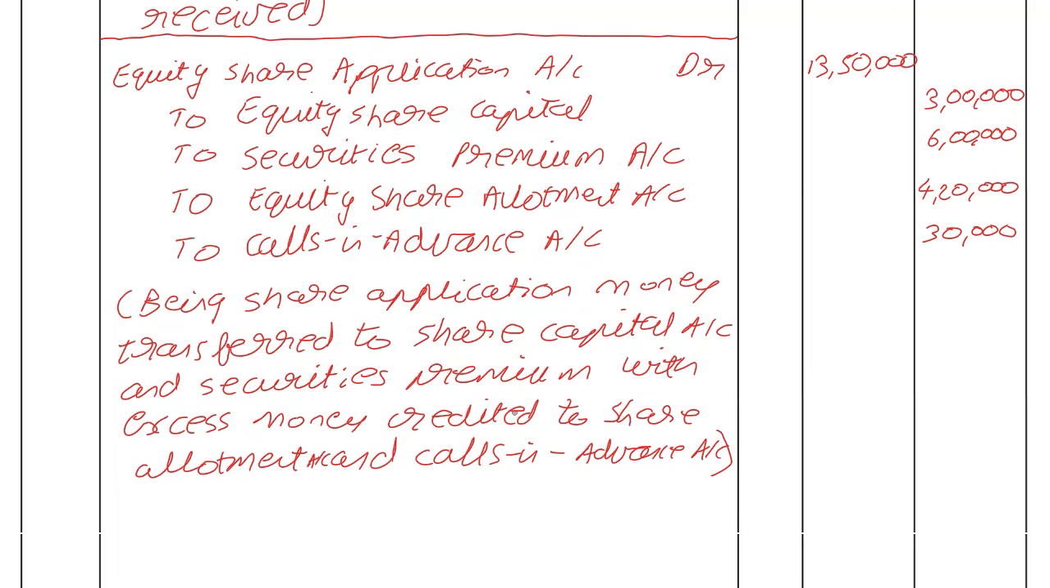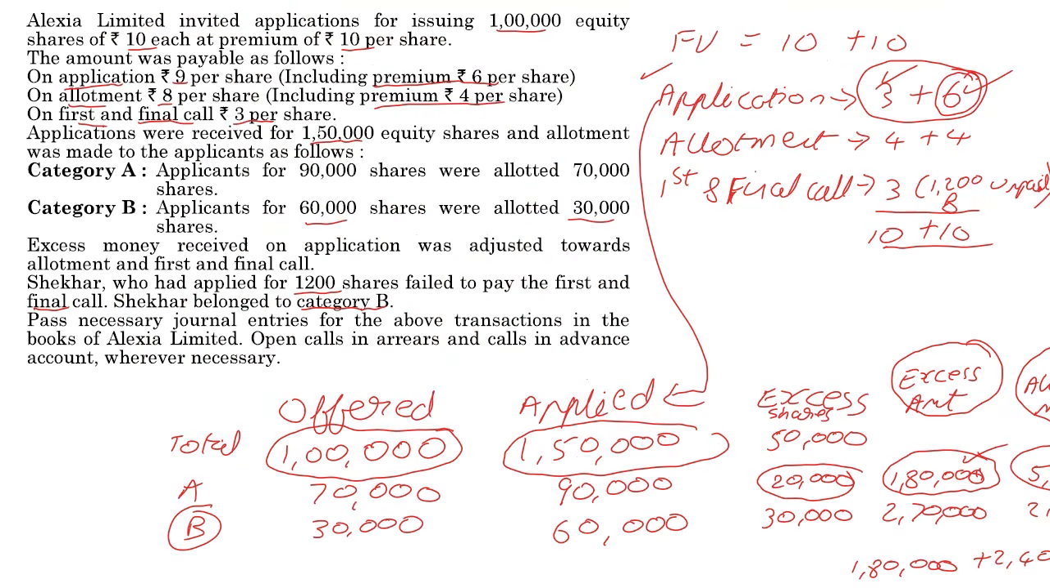Now, so much I've written. If you have just written being share application money transferred to share capital account, securities premium, share allotment, and calls in advance, I'm sure that is also fine. You just have to give a gist in this narration. Look at how much I've written in this narration. Anyway, moving forward, we have to go to allotment.